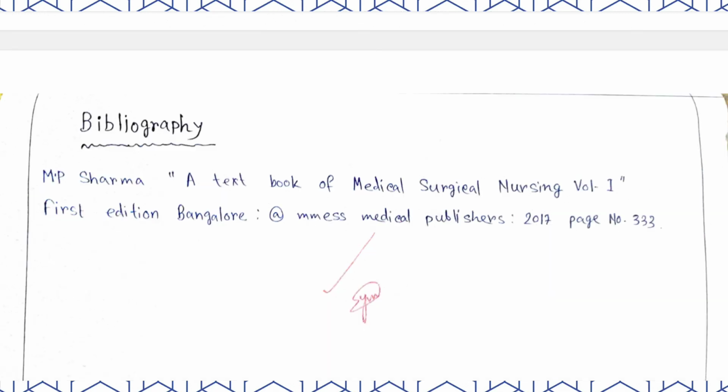Next is bibliography. For bibliography, you have to write your own. Here, you have to write where you collected the data. You can write any book name.